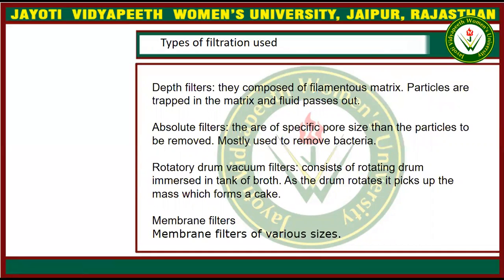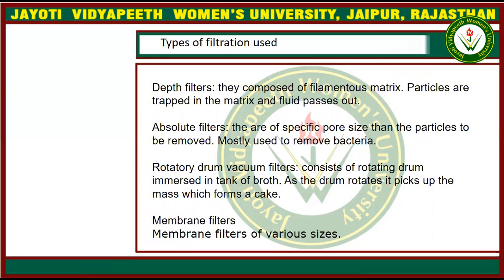In the absolute filter, particles of a specific pore size are removed, such as if the pore size is 10 micrometer or 100 micrometer, so specific pore sizes are used. If the bacterial size is 100 micrometer, then we can use an absolute filter of 50 micrometer, so that the bacteria which are larger in size can be separated.